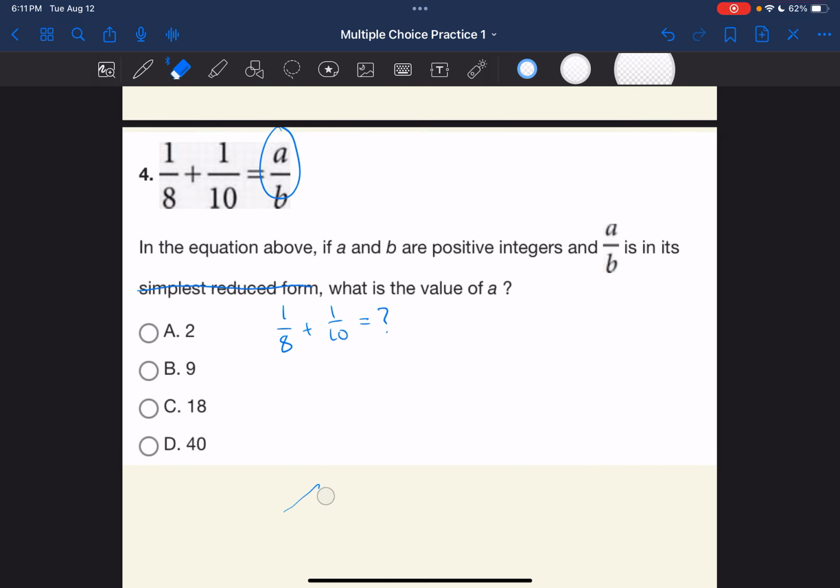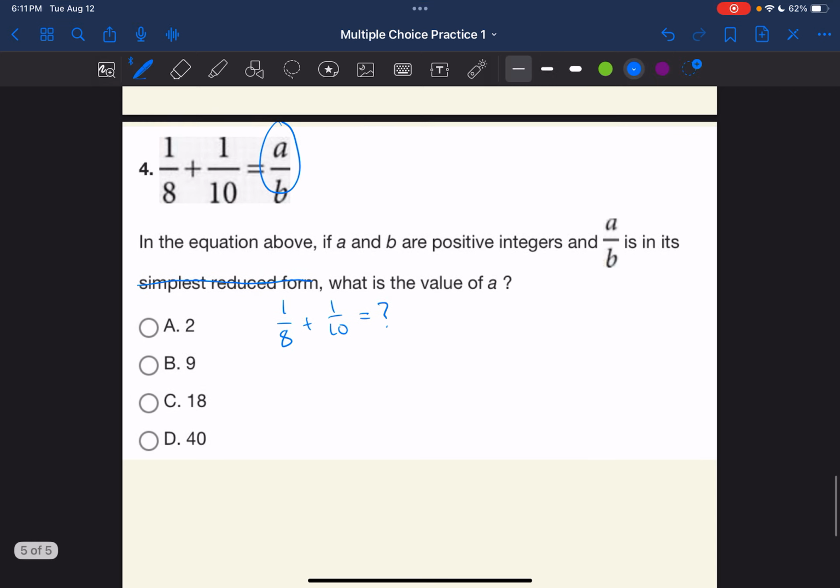Oh, weird. It went away for a little bit. And it's a little bit screwy, but just make do with it.